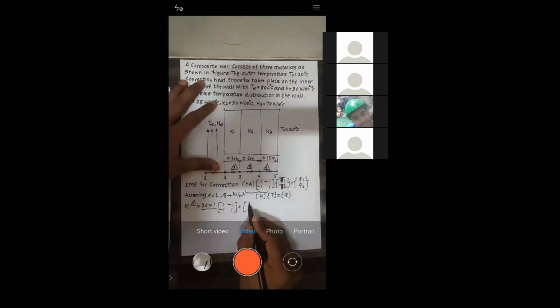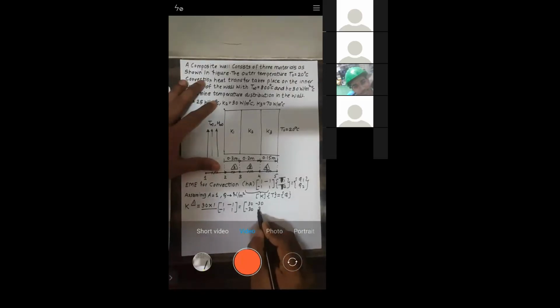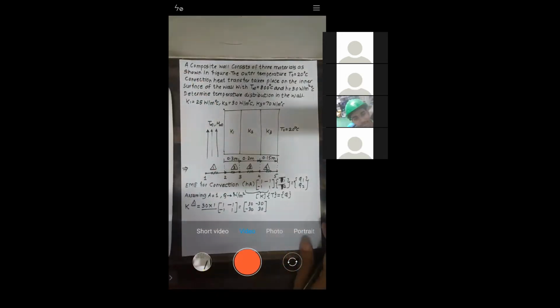Okay. So see, this is H, that is 30 into area I am taking as 1. In the problem it is not given, but you can put the area as 1 so that you will get the value of Q in watt per meter square. Right? So I will write down this as 30, minus 30, minus 30 and plus 30. Is it okay? Yes, sir.